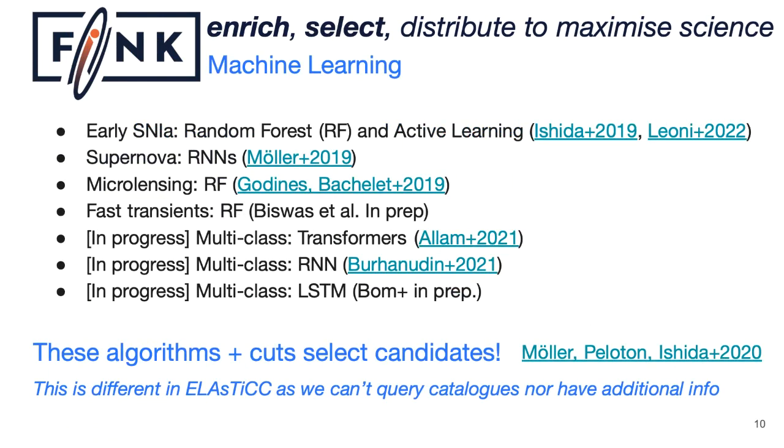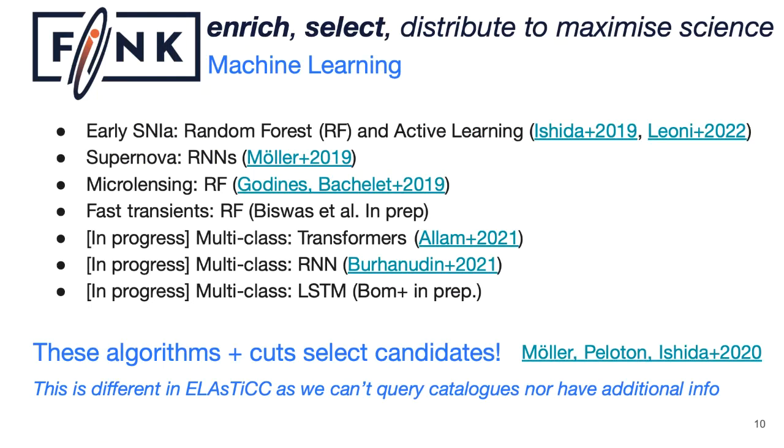Now, we have a big machine learning background. You can see that we have different algorithms going from supernova classification to microlensing, fast transients, and we are now implementing some new ones, which use multiclass. I think one of the things I would love to discuss is the difference between just thinking of the machine learning classifiers providing this score and actually selecting a sample.